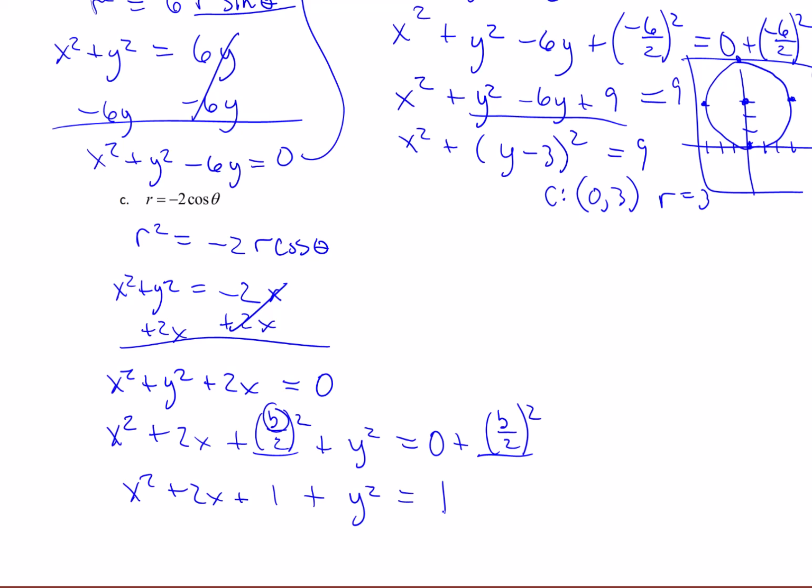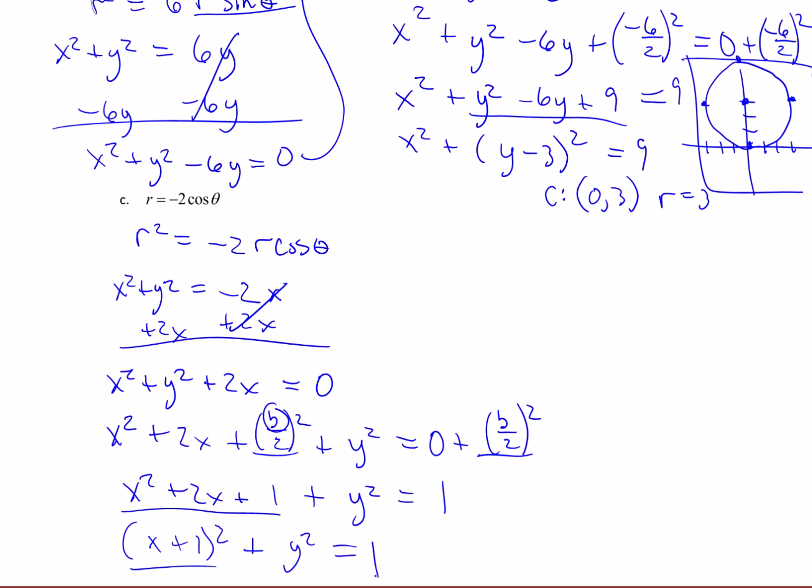Now this creates a perfect square, which we can factor. So x squared plus 2x plus 1 is the same thing as x plus 1 in parentheses squared. That accounts for now completing the square and creating something that's usable in rectangular form. And then that's now also plus y squared on the left side equal to 1.